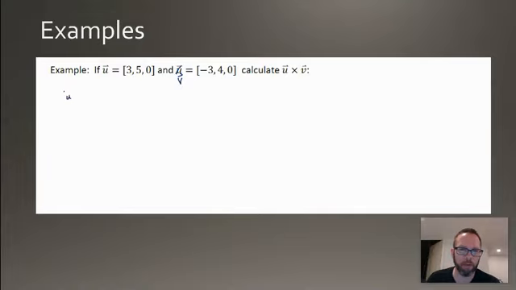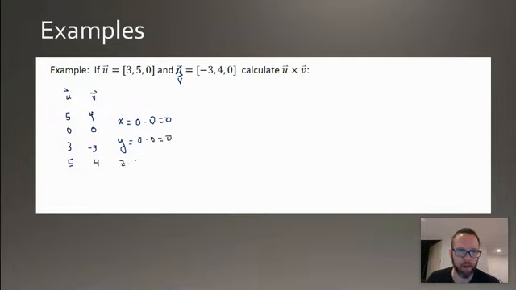So we write out vector u, 5, 0, 3, end on 5 again. We'll write out vector v, 4, 0, -3, 4. You love to see those zeros. Makes it a lot easier because we get 0 minus 0. And then for the y value, 0 minus 0. And for the z value, we get 12 minus -15 equals 27. So in this case, u cross v is the vector 0, 0, 27.